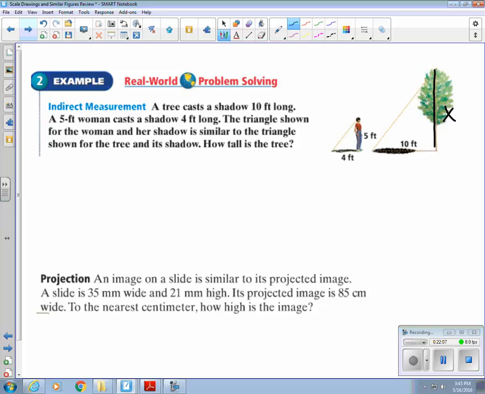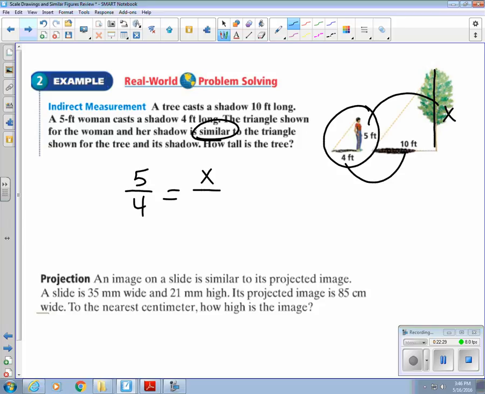They told us that they're similar, which means we can use a proportion to figure this out. So from the smaller triangle, I have a 5 and a 4. I'm going to set them up as a ratio. The 5 and the x are corresponding. They're in the same position, so I want to make sure they're in the same position in my proportion. And the 4 and the 10 are in the same position, so I'm going to put the 10 in the denominator just like the 4 is.